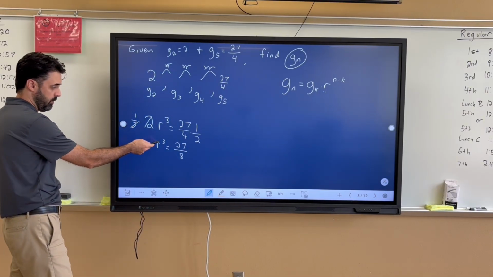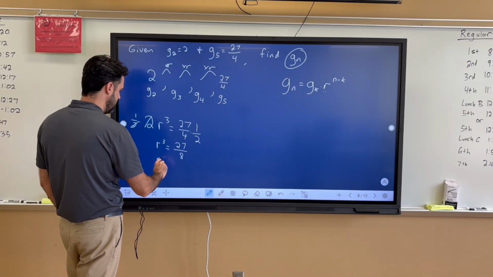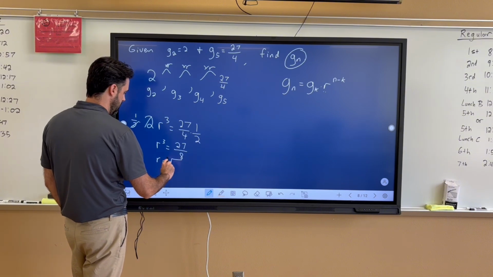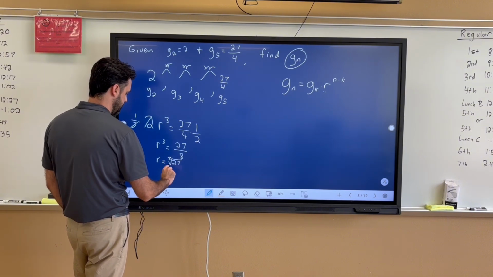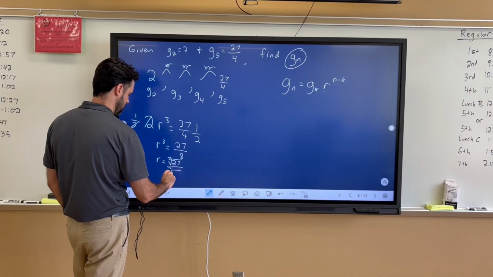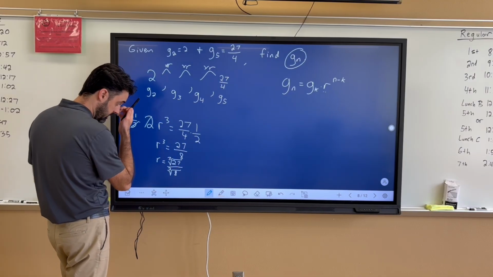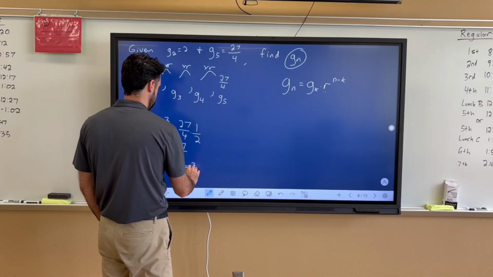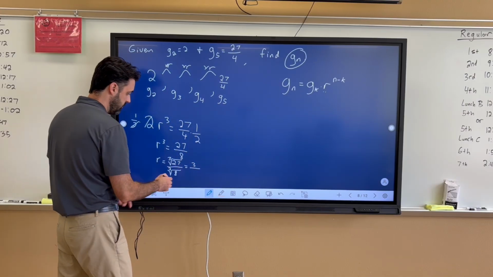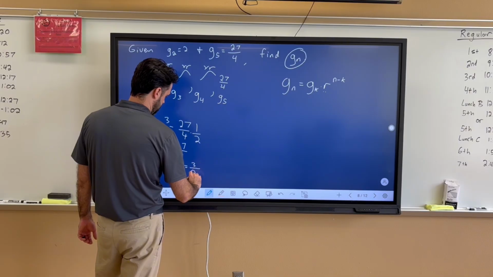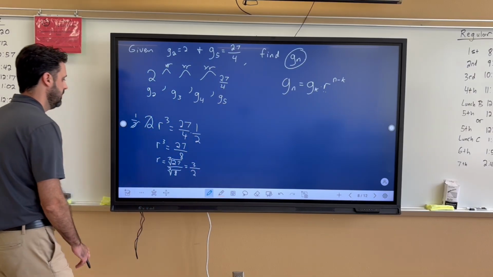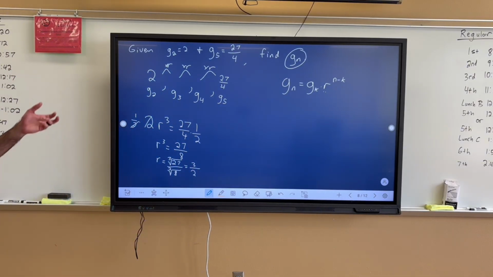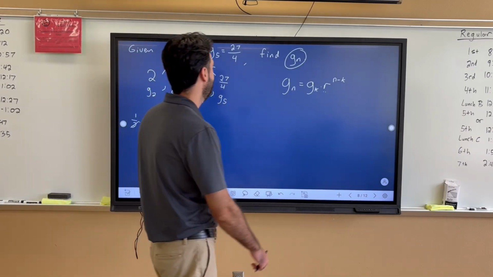Then to get r by itself, we want to get rid of the cube. So we're going to cube root both parts of our fraction here. The cube root of 27 would just give us 3, because 3 to the third is 27. And the cube root of 8 would give us 2, because 2 cubed is 8. All right, so that's what r is, 3 over 2. And I know that is complicated, yes.